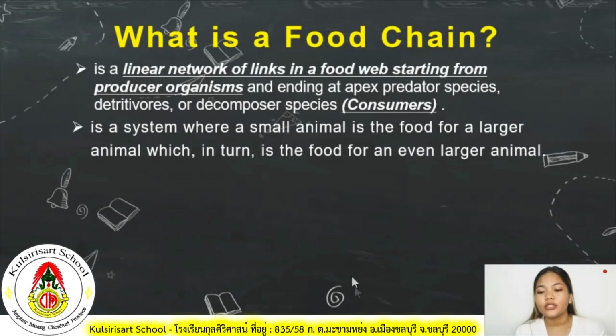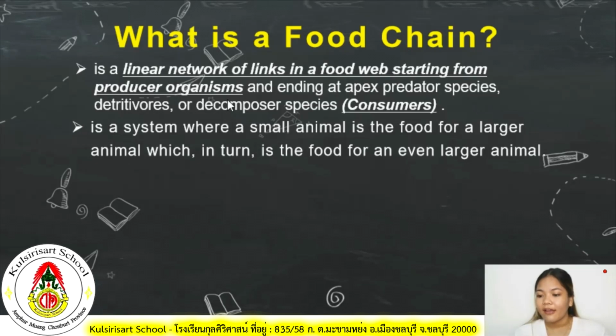So I want you to take note of this underlined text right here. It says they're a linear network. When we say linear network, it is a one-line network link in a food web. Later in this video, we will discuss what is a food web, starting from producer organism. Now, let me give you an overview on what is a producer. A producer organism example includes a plant because a plant makes its own food. And this plant serves as food to other organisms.